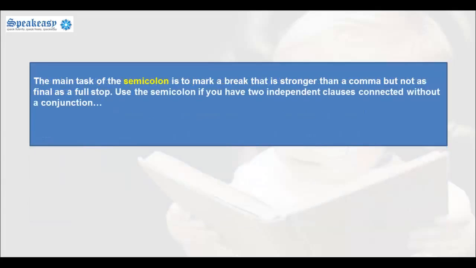The main task of the semicolon is to mark a break that is stronger than a comma, but not as final as a full stop or period. Use the semicolon if you have two independent clauses connected without a conjunction. I've cleaned the house; I still need to go to the market.